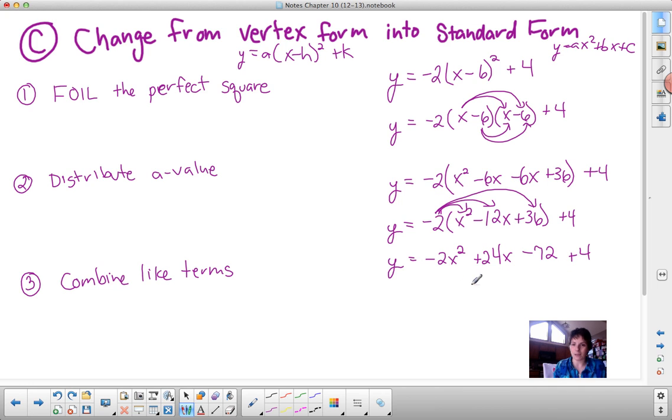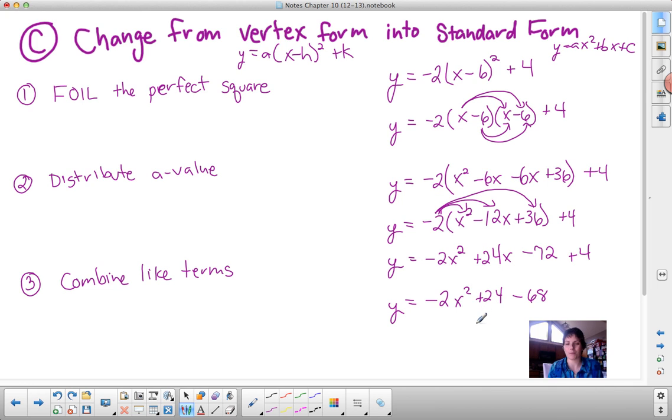And then our last step, step 3, is to combine like terms. So y is equal to -2x squared plus 24x minus 68. And that is our standard form. FOIL, distribute a, combine like terms. And that's how you change from vertex form into standard form.